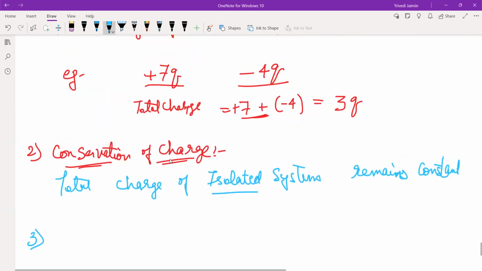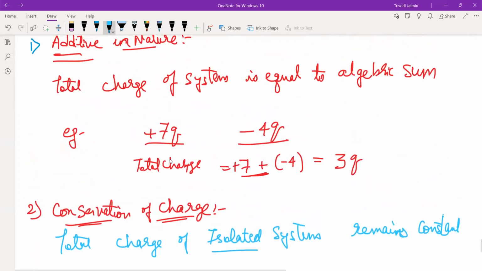Okay. So conservation and additive nature, no doubts, right? Do we have any problem in this one? Any doubt in this one? Am I audible? Okay.